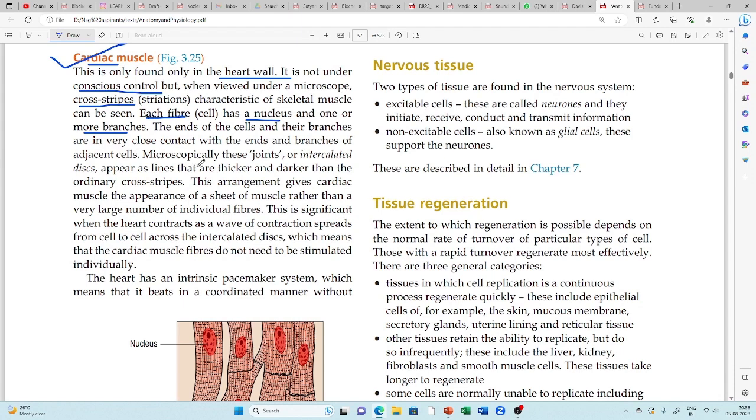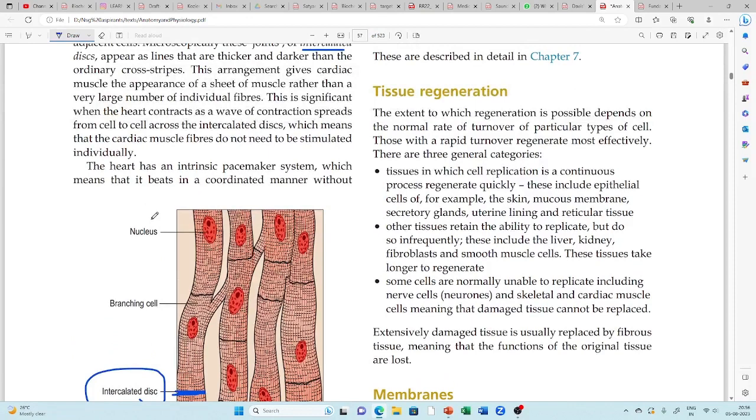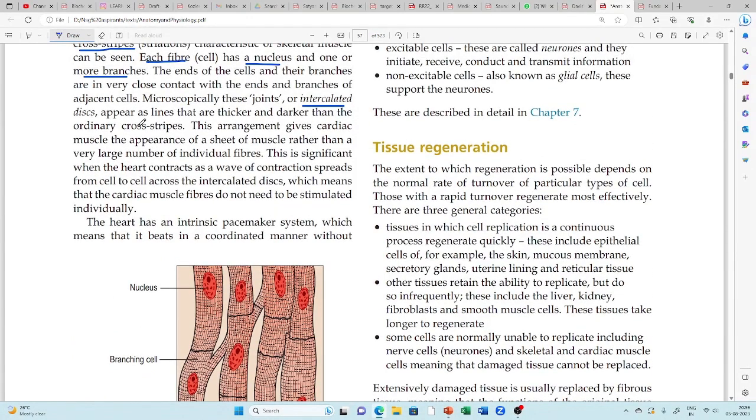Understood? Microscopically, in between the branches there are joints. These joints are called intercalated discs. Here you can see this is a joint between muscles. This is known as the intercalated disc. Just remember this word, intercalated disc.